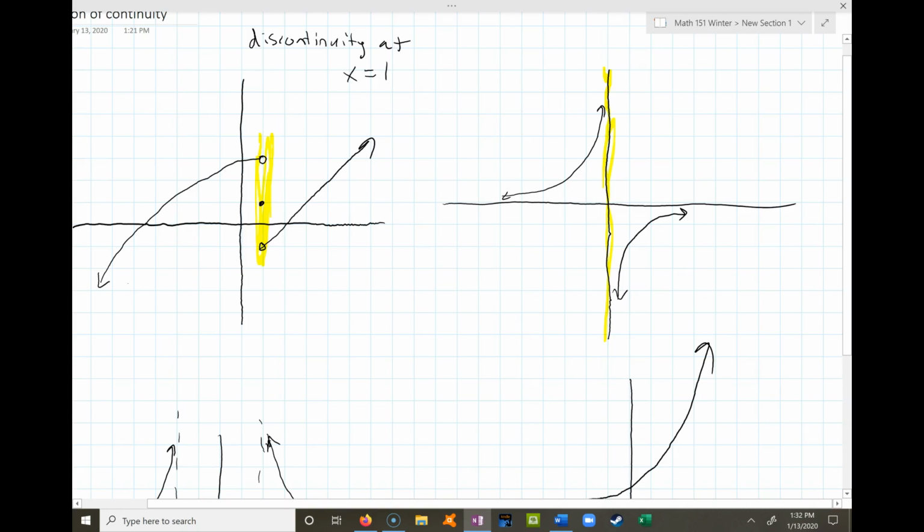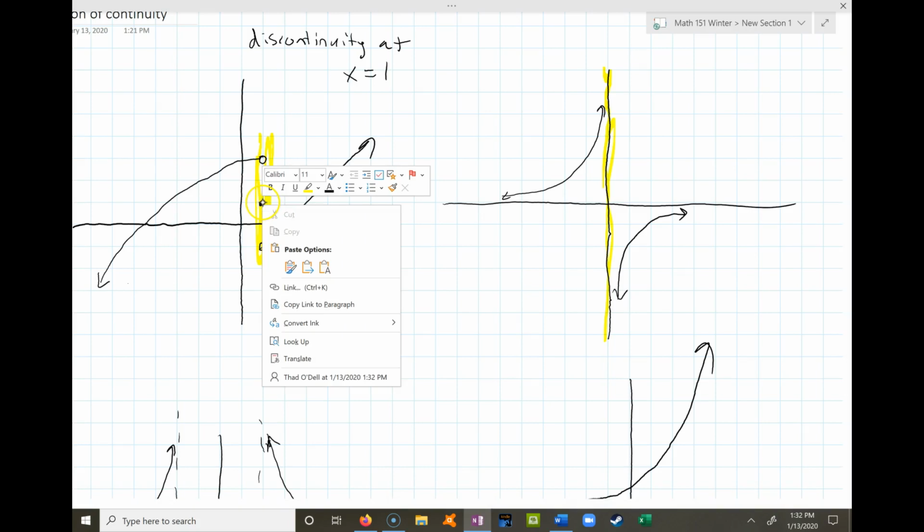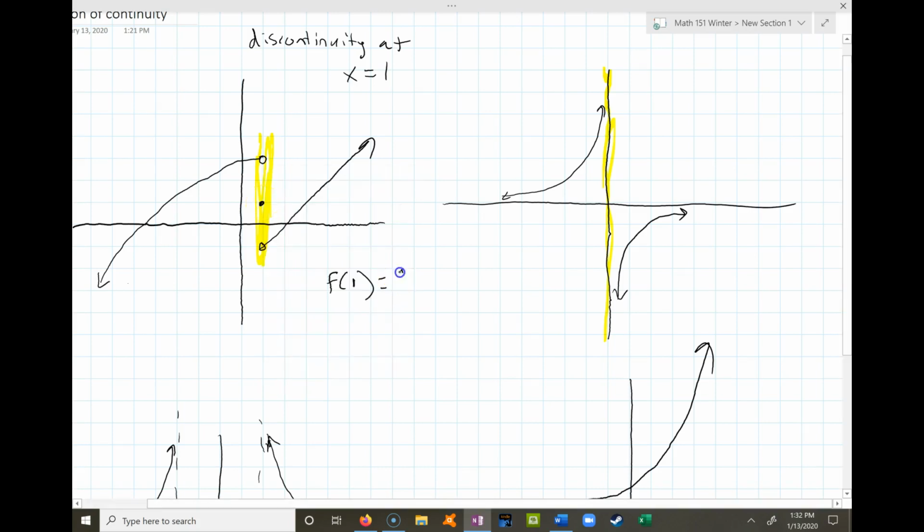First test: in order for it to be continuous, you have to be able to find a functional value at the point. So in other words, f of 1 exists, because we're checking at x equals 1. So does f of 1 exist? Yes, it does. You can see a dot right here. When you plug 1 into this function, you get out 1, right? So that checks the first part of the definition.